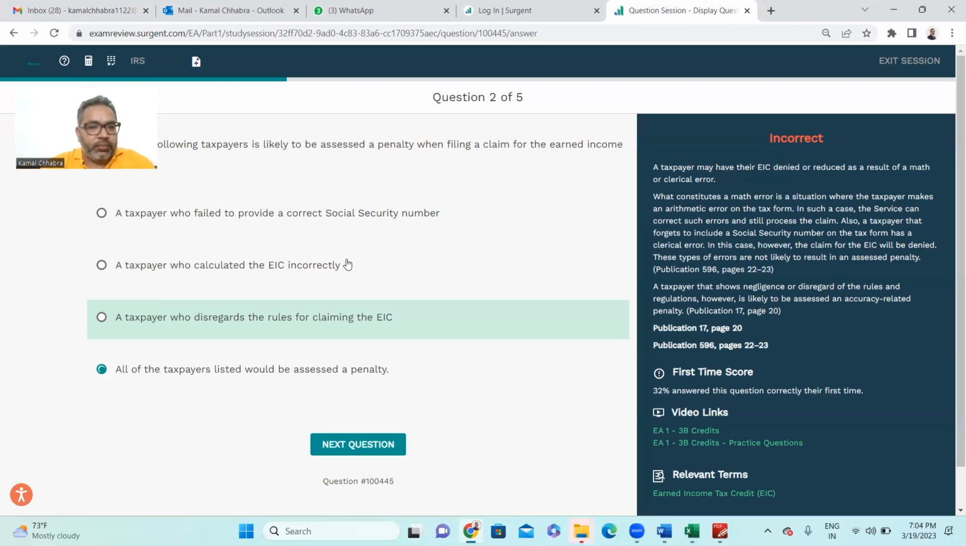Make sense? Yes, sir. There's a difference between two things. One is you have mentioned something incorrect, which is not impacting any tax benefit. If you have given a wrong social security number for any reason, or if you have calculated something wrong, that is a typo error. But when you're intentionally not following the rule, that is severe. So in that case, the penalty is applicable. Make sense? Yes, sir.